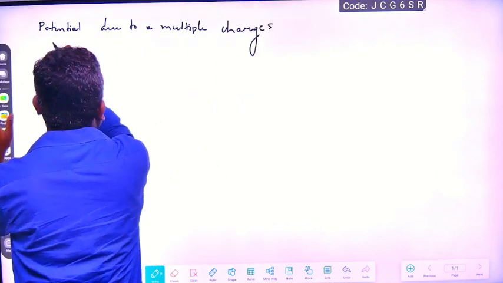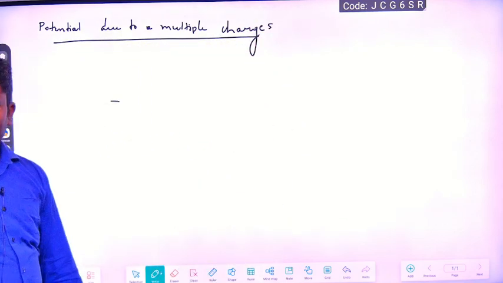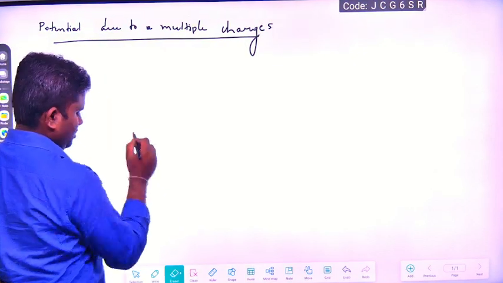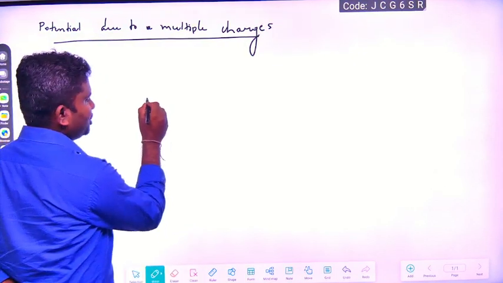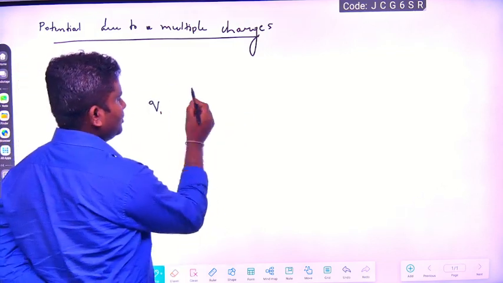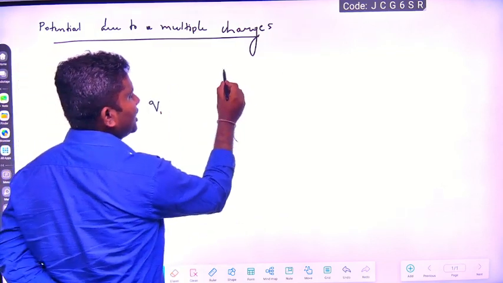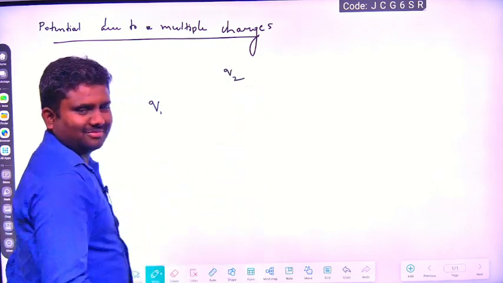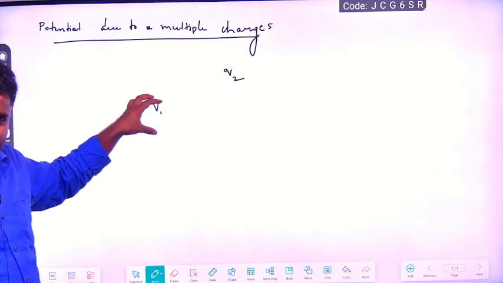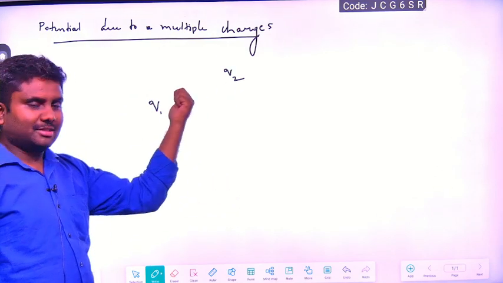Okay. Fine. Now you see, here I have one charge, say Q1. Now near Q1 I will bring one more charge, Q2. Q1 is already there at that position. Now I am bringing Q2 near this Q1.